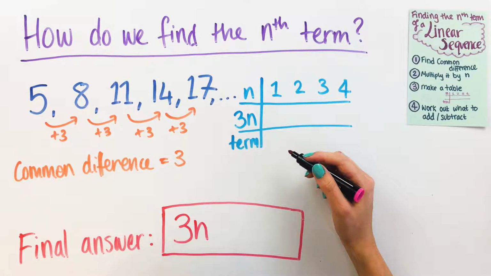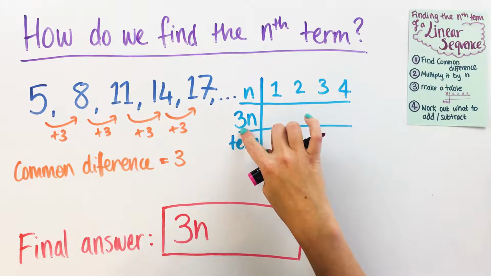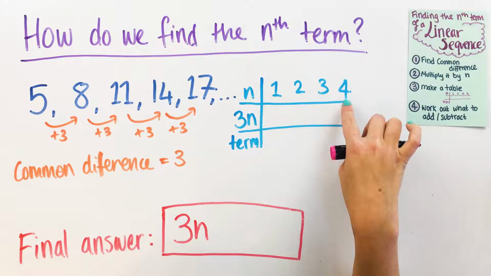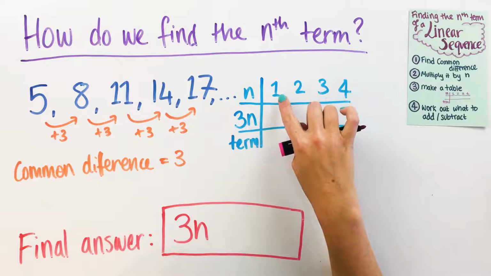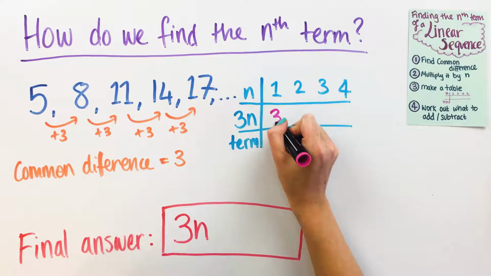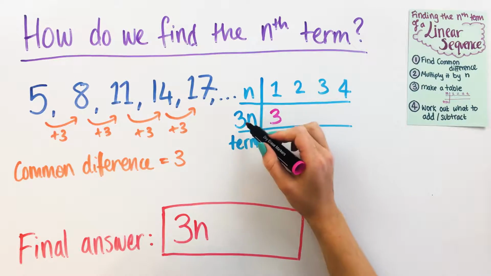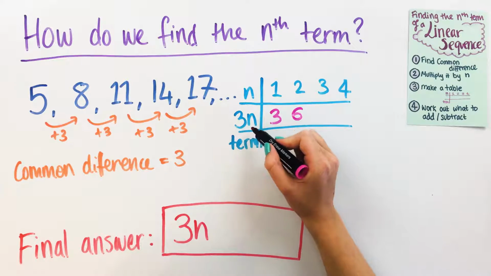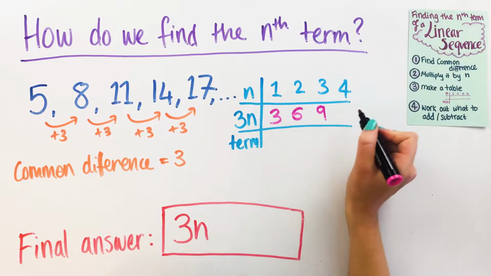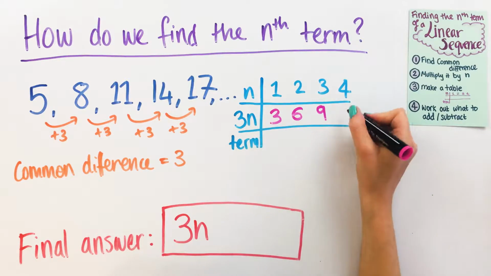Now let's fill in the table. In this row, we need to calculate 3n for all of these n values. So here n equals 1, so 3 times 1 is 3. Here when n equals 2, we have 3 times 2, which is 6. Here n equals 3, 3 times 3 is 9. And here, n equals 4, and 3 times 4 is 12.